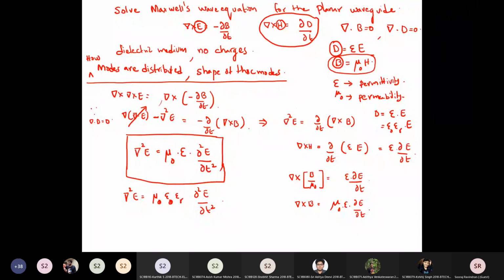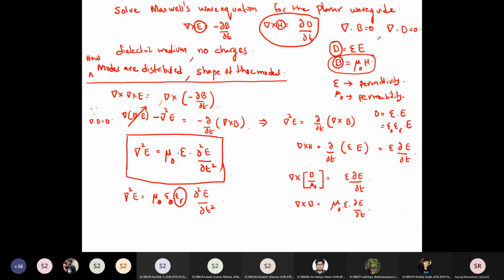Now we are going to solve the Maxwell's equation for a dielectric waveguide, and we are interested in the light propagation. And in the context of light propagation inside dielectric material, we are actually more interested in the refractive index of the material. So these are all universal constants, mu naught and epsilon naught. What we are interested in is replacing this epsilon r with the refractive index of the material.